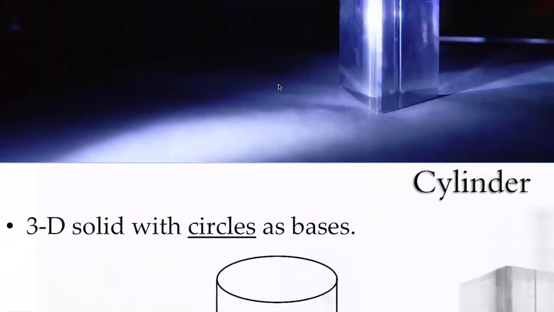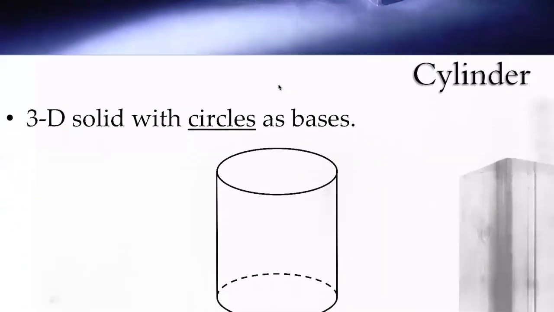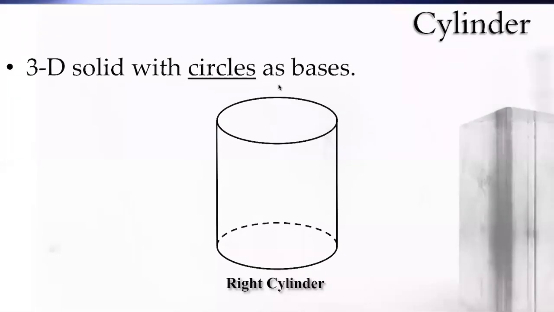So if you think back to last week on those three-dimensional solids, a cylinder looks something like what you see on the screen right here. So it's a three-dimensional solid. It has circles for bases. So here you have a circle at the top and a circle at the bottom. Those serve as what we call the bases of the solid.